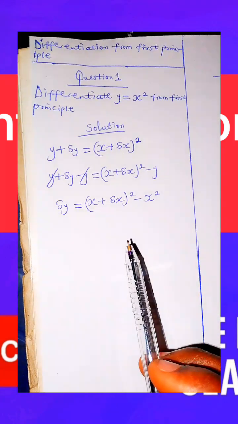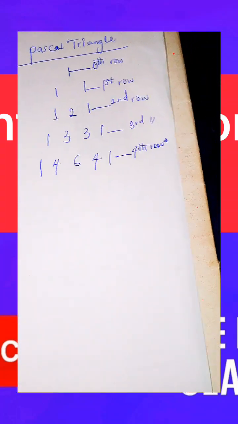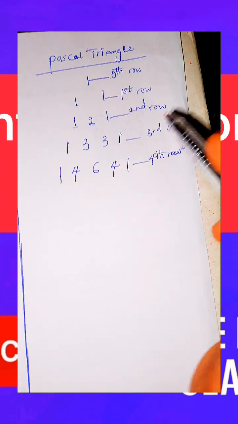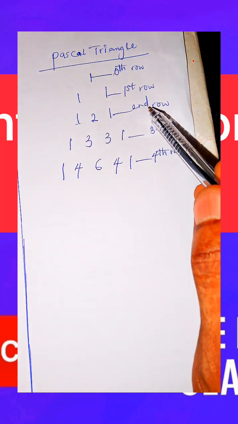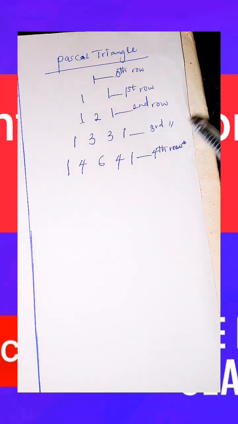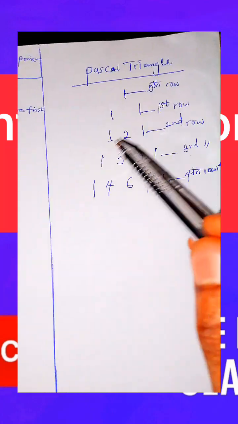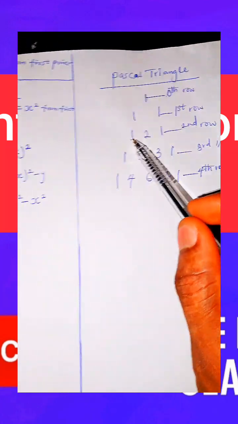Now back to our question. Since this is raised to the power of 2, we go back to our Pascal's triangle. Which row do you think we are going to use? We are going to make use of the second row, since the expression is raised to the power of 2. If we have an expression raised to the power of 3, we use the third row. Now in using this second row, we use the first number to multiply the first variable.